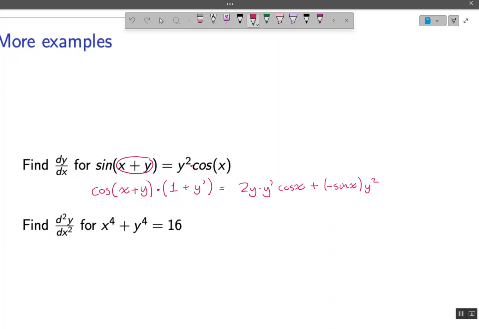So we're trying to get y prime by itself. So on the left, we have cosine of x plus y prime times cosine of x plus y. On the right, we have 2y prime cosine of x minus sine of x times y squared.